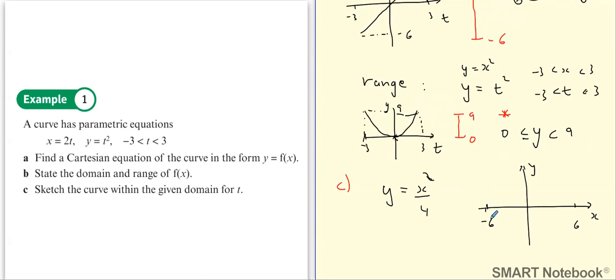When x equals -6, you're going to get 36. Divide that by 4, I get 9. So this height here is 9. And then when x is 6, we again get 9. And we end up getting a quadratic that looks like that. And there is the sketch of y against x for the given domain for t. Does that make sense? Are you happy with that?